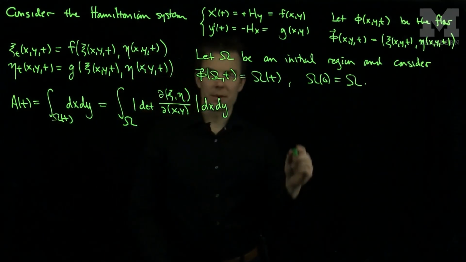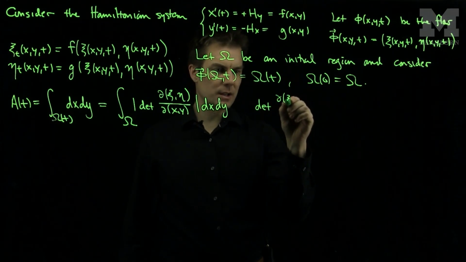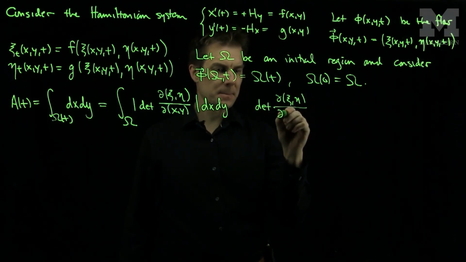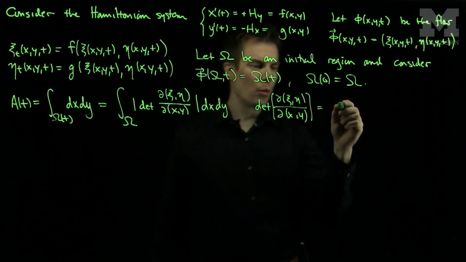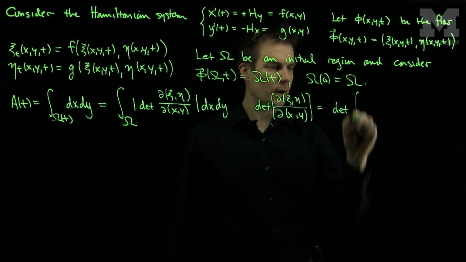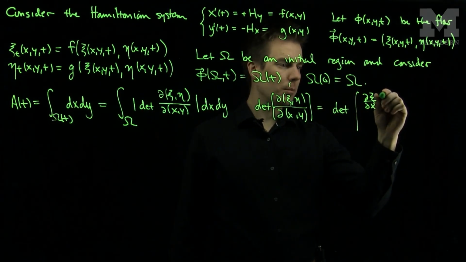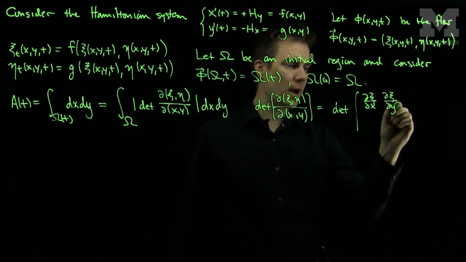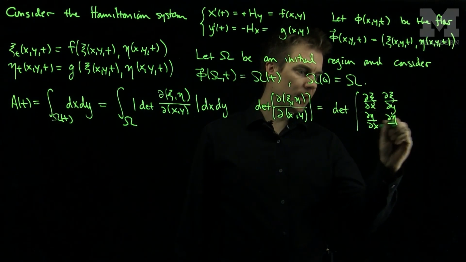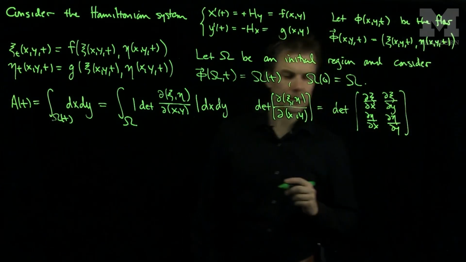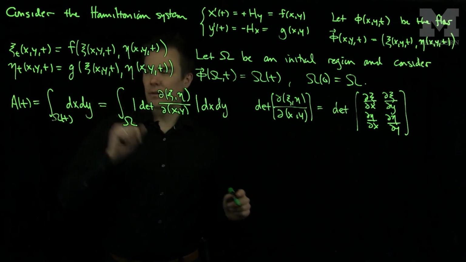And so we can actually write down what this is. So this Jacobian, the determinant of d(xi, eta)/d(x, y), will just be the determinant of the matrix with rows partial xi partial x, partial xi partial y, and partial eta partial x, partial eta partial y. And so what we'll do now is compute the derivative of this with respect to t.